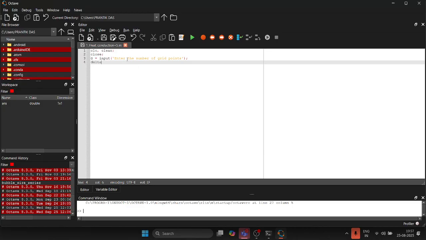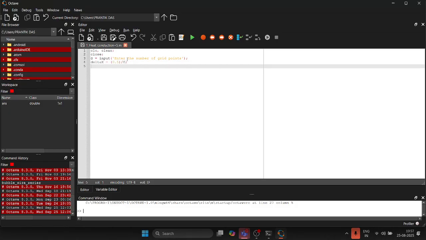Yes, sir. Then I have to define delta x. Delta x is basically the length of the domain divided by the number of control volumes. I'm taking the length to be 0.5, so 0.5 divided by G, where G is the total number of control volumes. The area I'm going to take as 0.01, cross-sectional area in meter square.